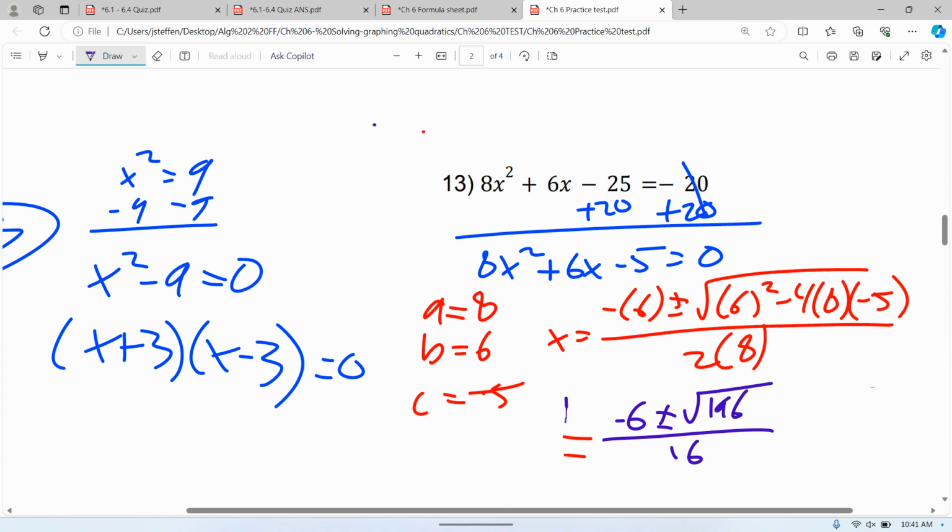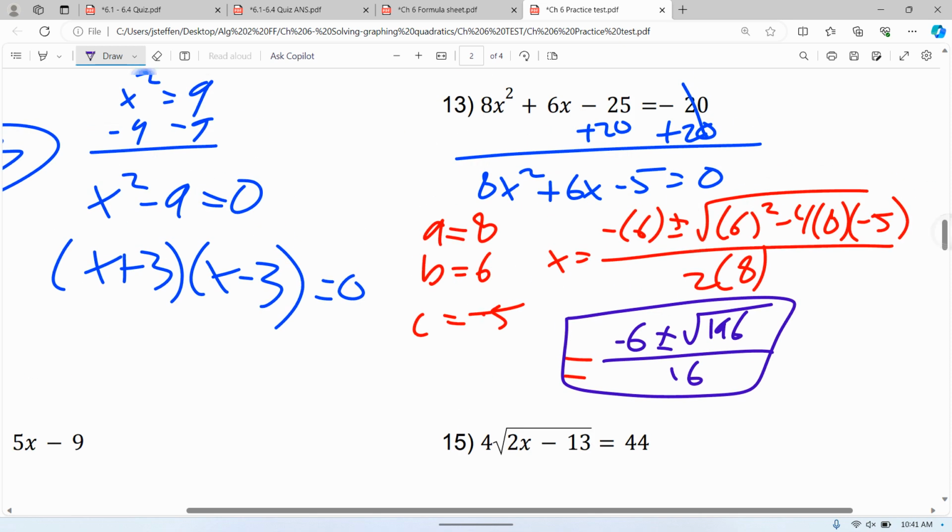Now if you're not sure, you could also just put your answer as a decimal. So in my calculator, I could type in negative 6 plus the square root of 196. That gives me 8, and then divide that by 16 is 0.5. And negative 6 minus the square root of 196 gives me negative 20 divided by 16 gives me negative 1.25. So if you want to find the decimals instead, that's fine. Either way is good.